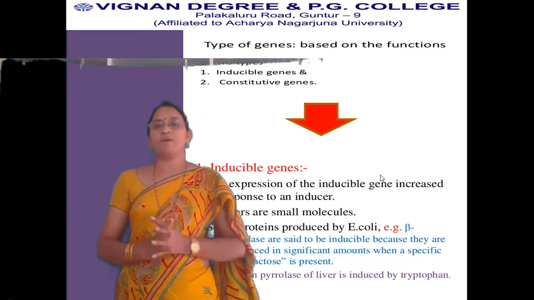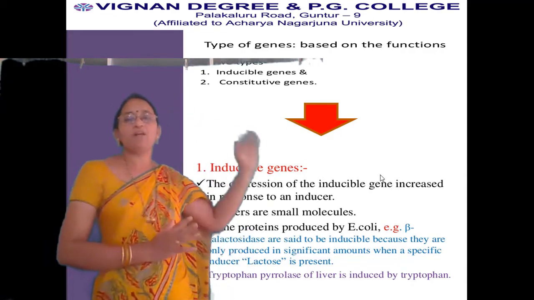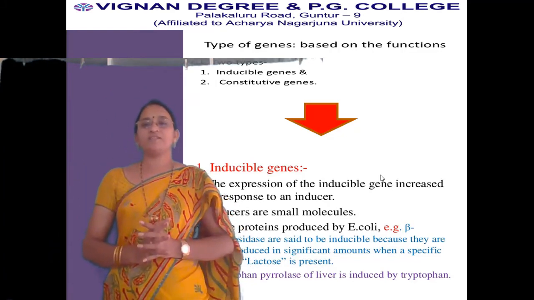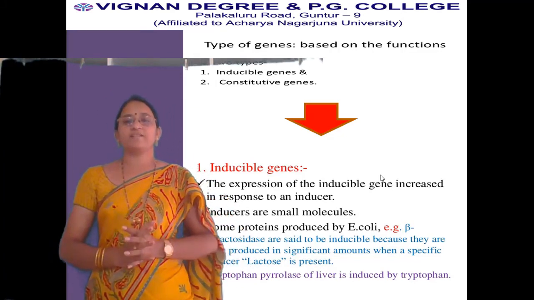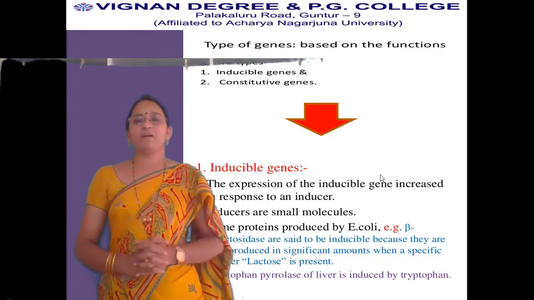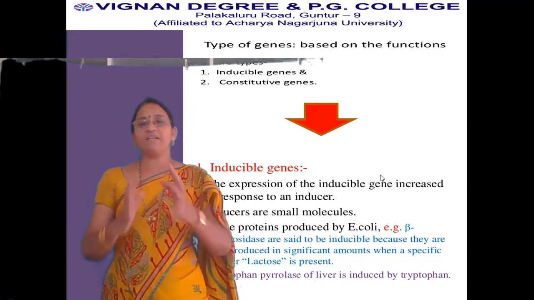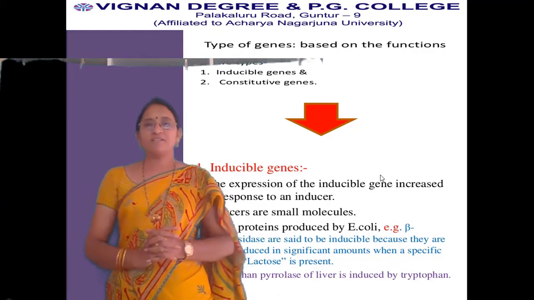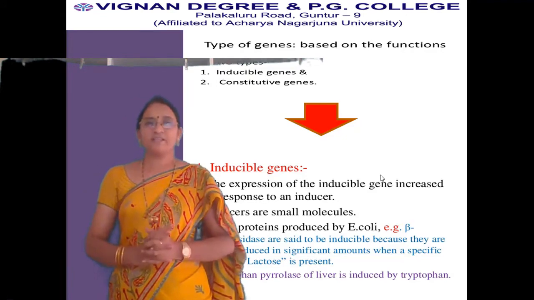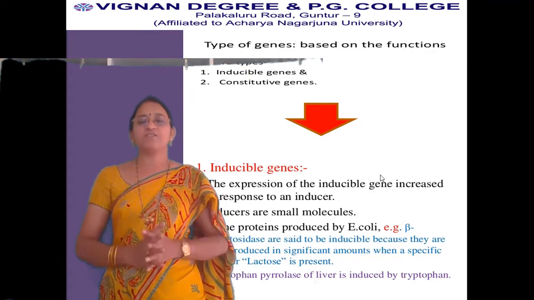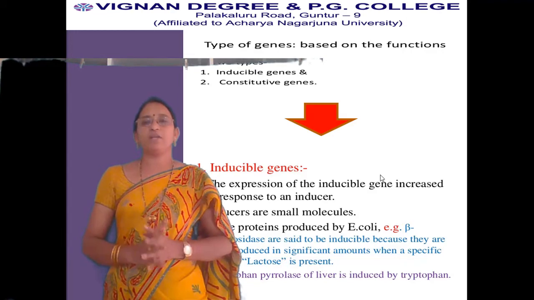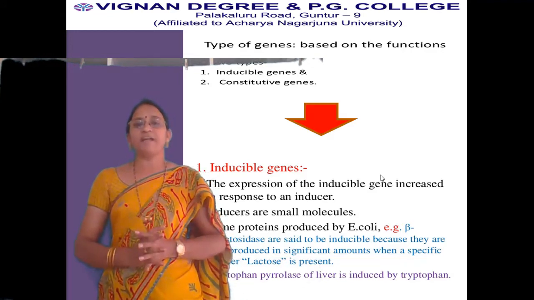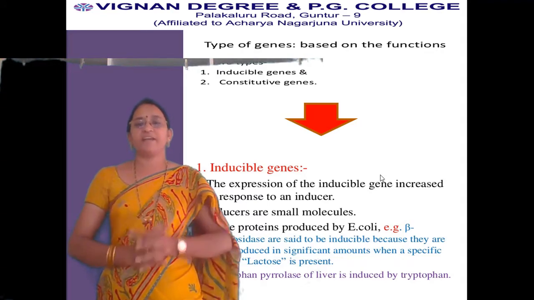Some proteins produced by Escherichia coli, for example beta-galactosidase, are said to be inducible because they are only produced in significant amounts when a specific inducer, lactose, is present. What does it mean? The beta-galactosidase encoding gene is expressed when the inducer molecule lactose is present. In the absence of lactose, the beta-galactosidase gene does not express.